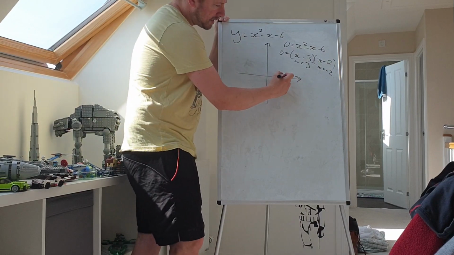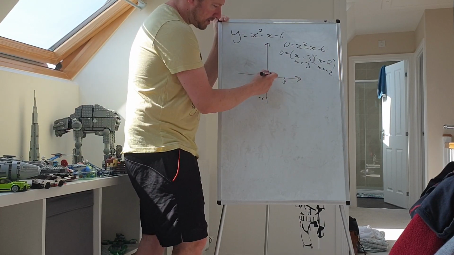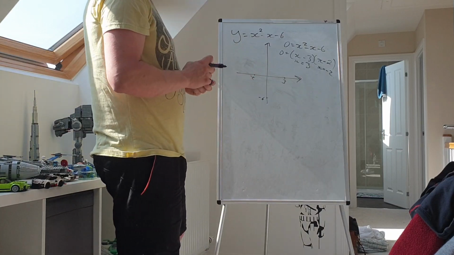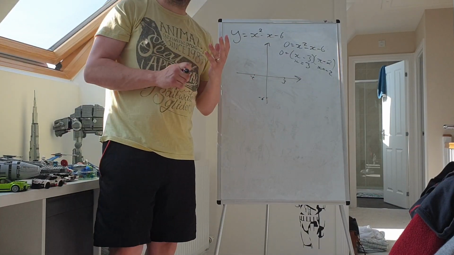So it's going to go through the x-axis at 3, and it's going to go through the x-axis at -2. And the other thing that we've got to try and find is the minimum point.